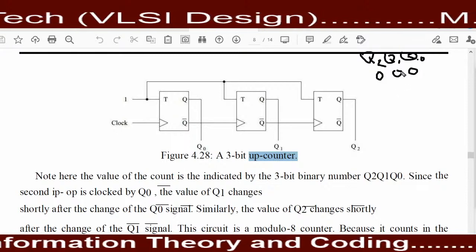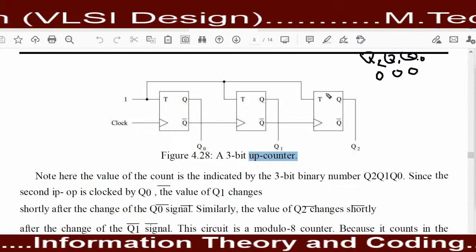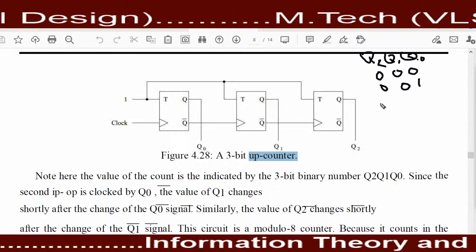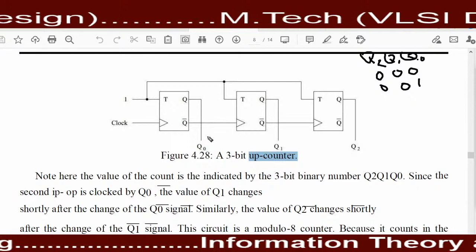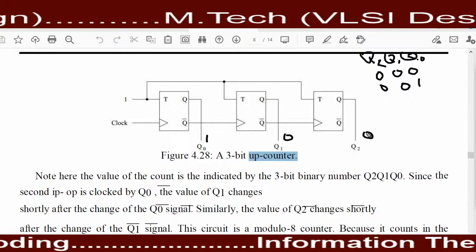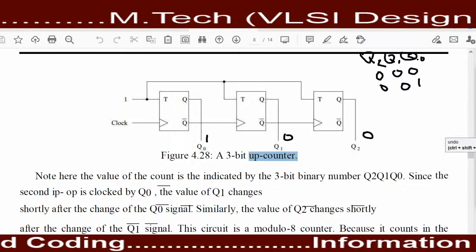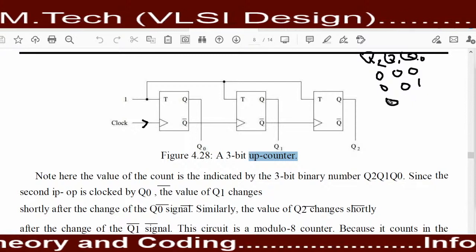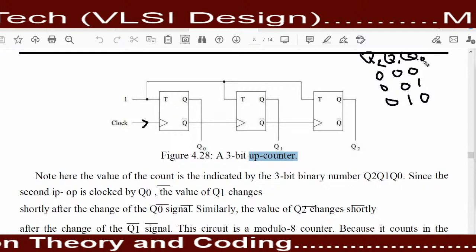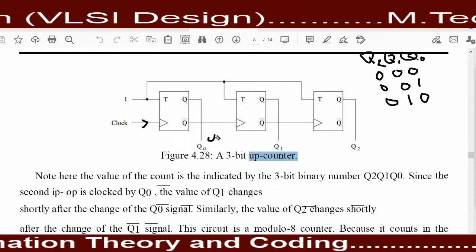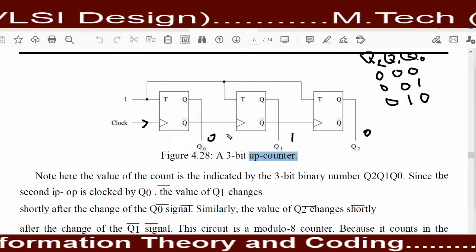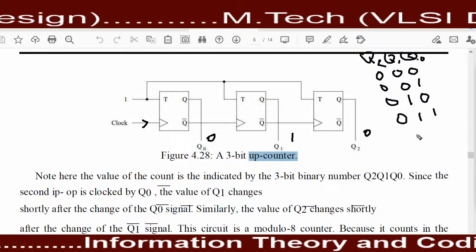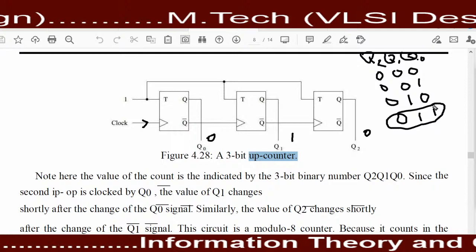So when we start our counter, its output state is 0 0 0. But when we provide the clock pulse, this 0 0 0 will change and it will be 0 0 1. It means that after providing the first clock pulse, this will be 1 and these two will be 0 0. After providing the second clock pulse, the output will be 0 1 0. It means that Q0 will be 0 and Q1 will be 1 and this will be 0. After providing the third clock pulse, the output will be 0 1 1.